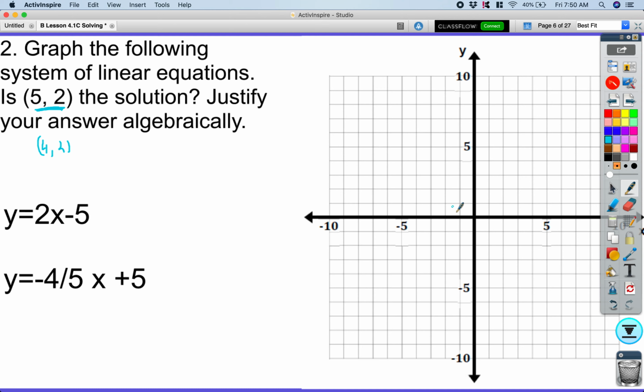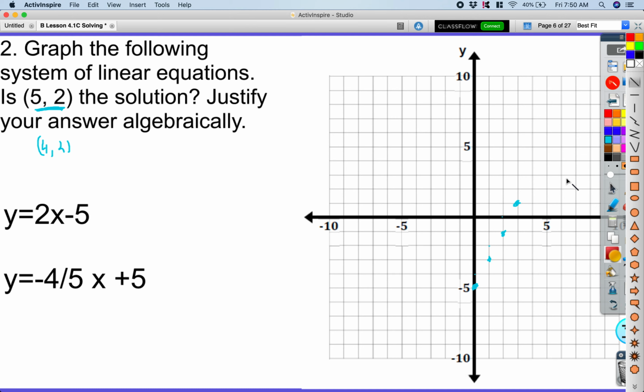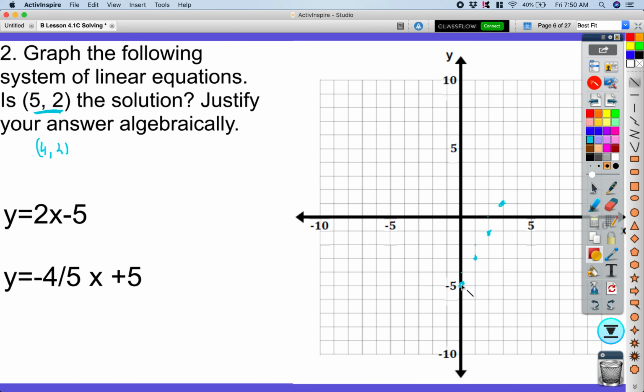Now this is in slope-intercept form, so I start at negative 5, and I use my slope of up 2 over 1, up 2 over 1, up 2 over 1, so on and so forth. And then I'm going to go ahead and draw this line. It's going to look something like this.